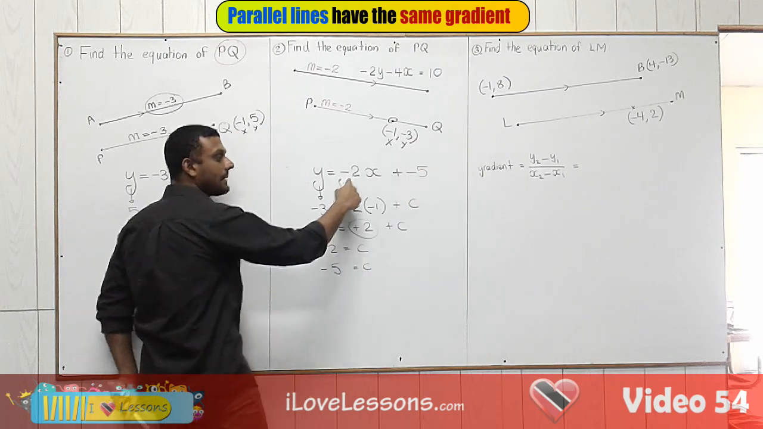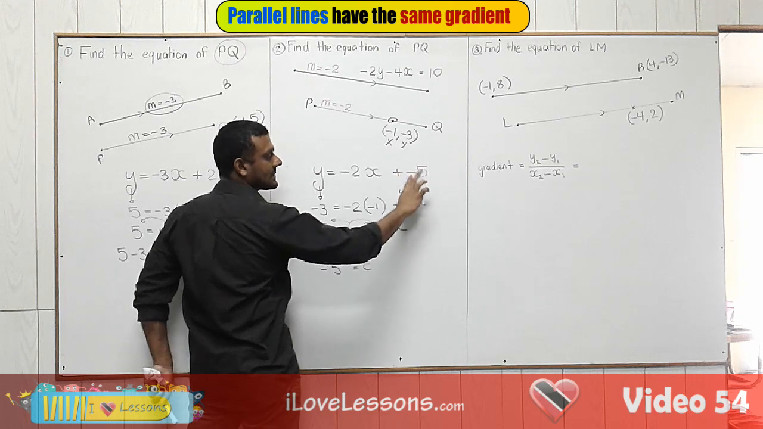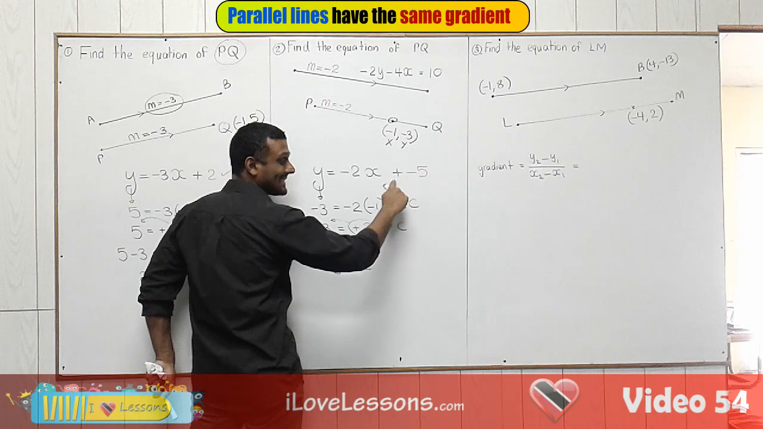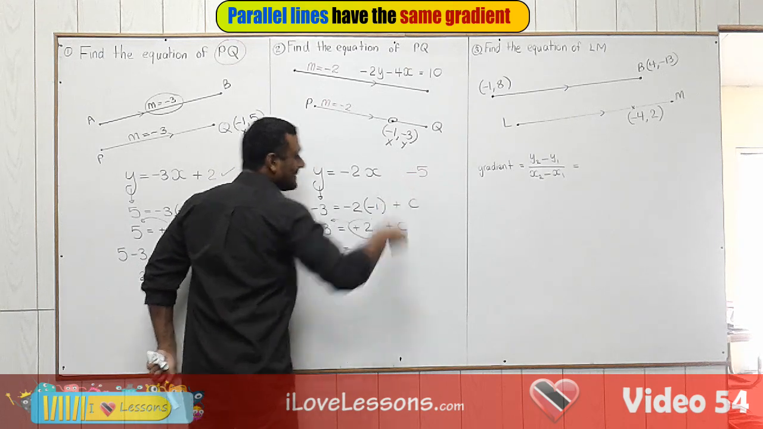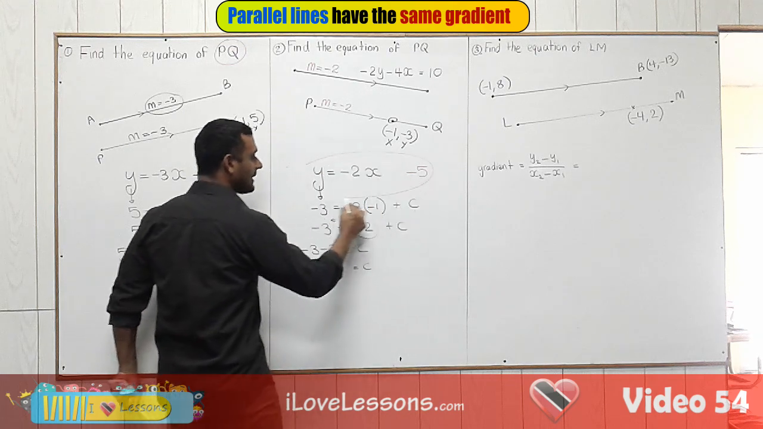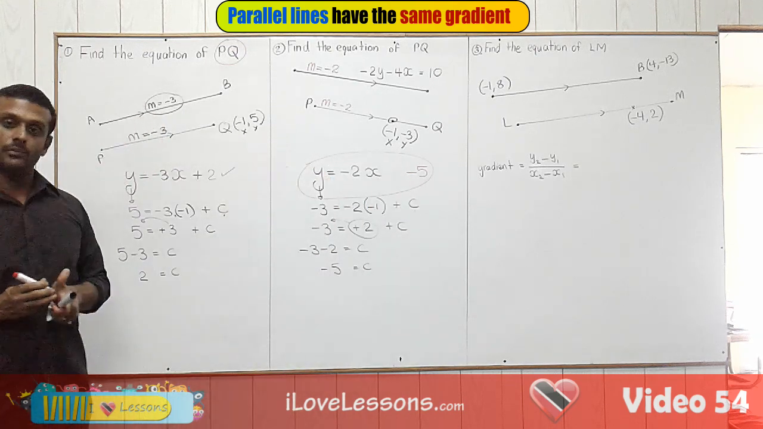We have the value of m, we have the value of c, and it's not good practice to leave a positive touching a negative. When a positive and a negative touch, you get a negative. This is our final answer for the examiner. That's the equation of the line PQ.